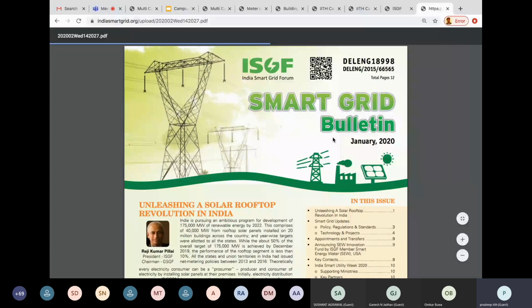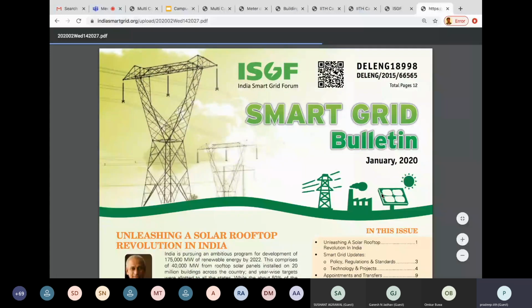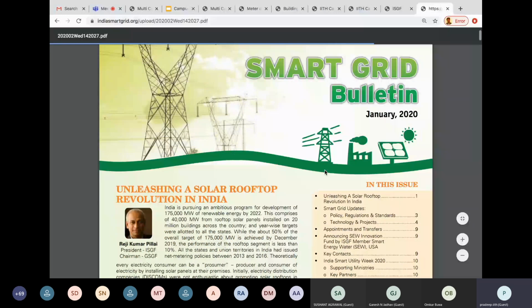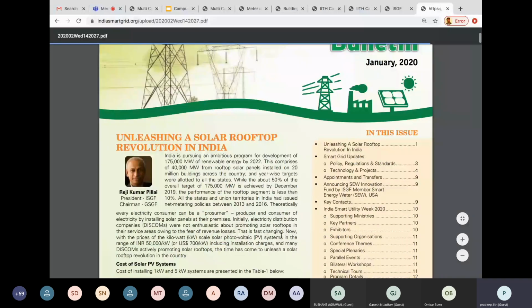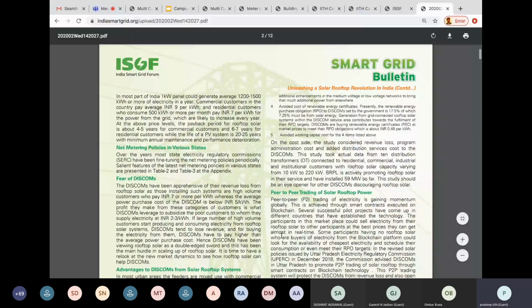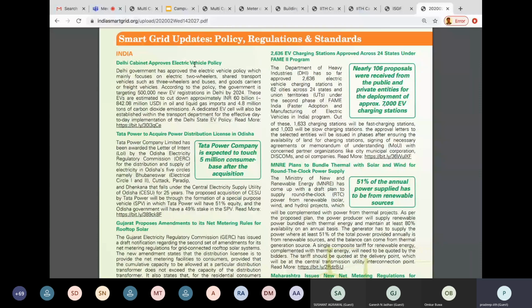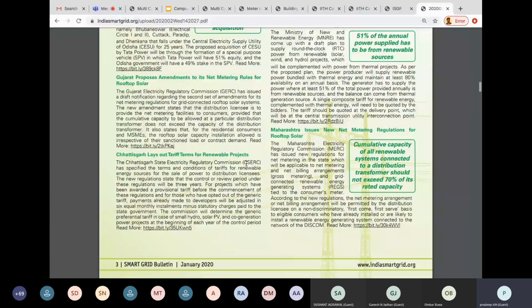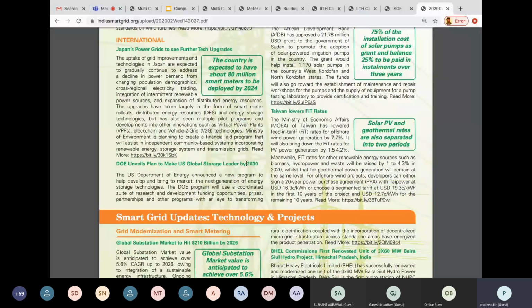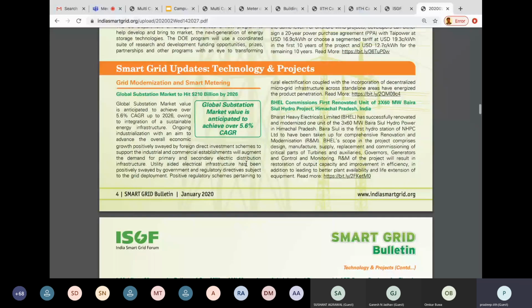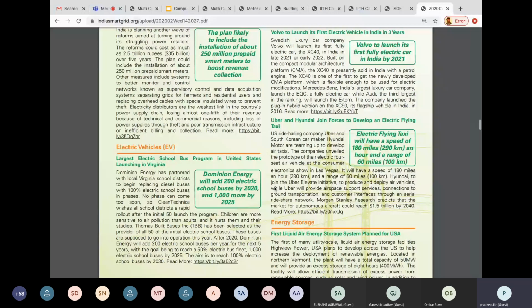So you can see, first is solar rooftop revolution in India. There is some article. Then if you go down, you can find updates on policy, regulation, and standards. So from India, Delhi Cabinet approves electric vehicle policy. Like that, at least 10 to 15 updates will be there in India, and 10 to 15 updates in US or abroad. Then technology updates. So again, different technology updates. In short, you will get a lot of information.